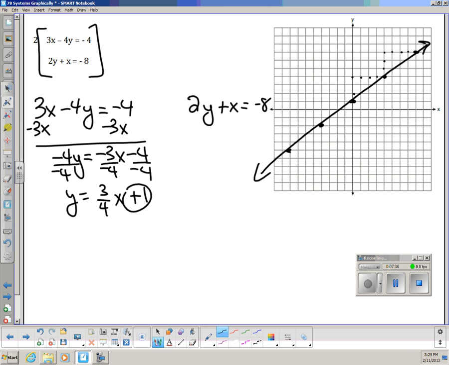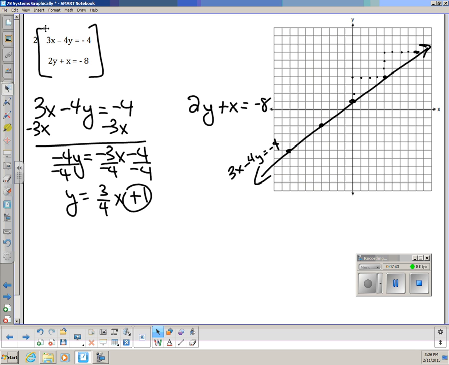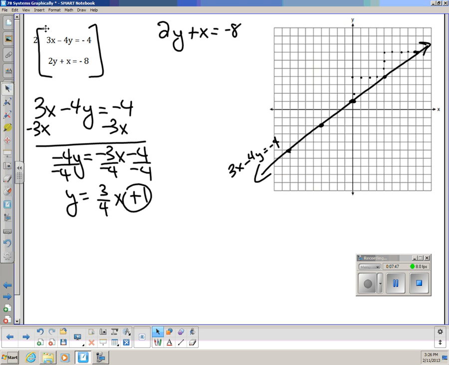And on the equation of the line somewhere, I want to write the original equation. 3x minus 4y equals negative 4. Move that up there. Whoops. Okay. All right. Then I have this second equation, which I'm going to do in blue. I'll do the work in blue.